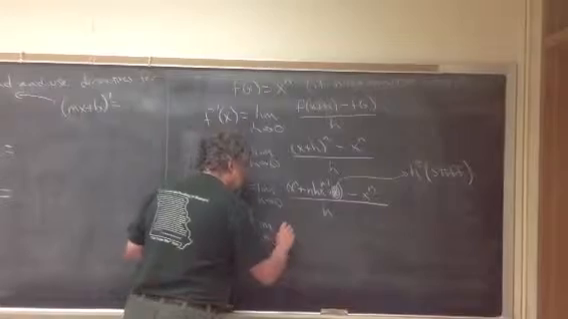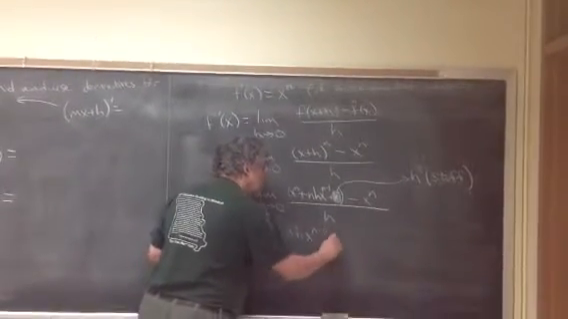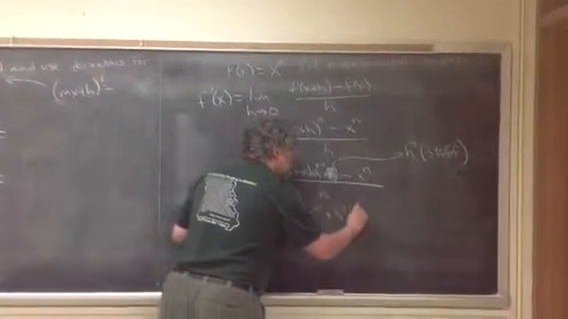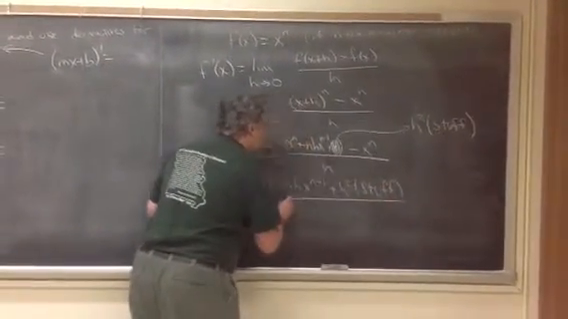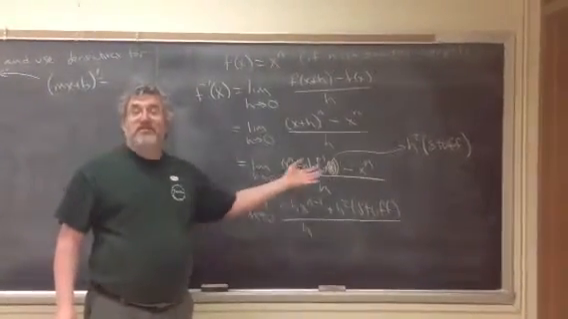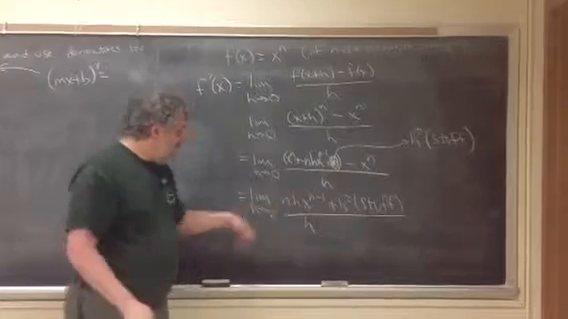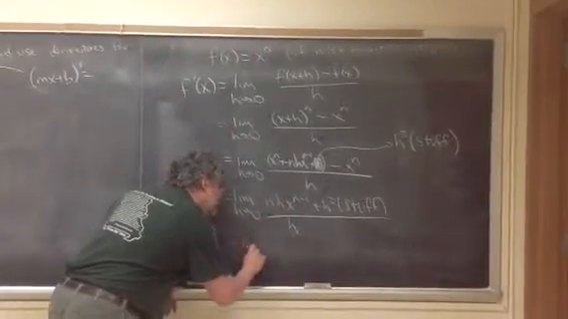So what do we have left? n times h times x to the n minus 1 plus h squared times, I don't know, stuff, over h. And again, with these derivatives, what are you going to do? You factor the h's out. I'm going to skip that sort of. Well, no, I won't. I better do it. Here we go.